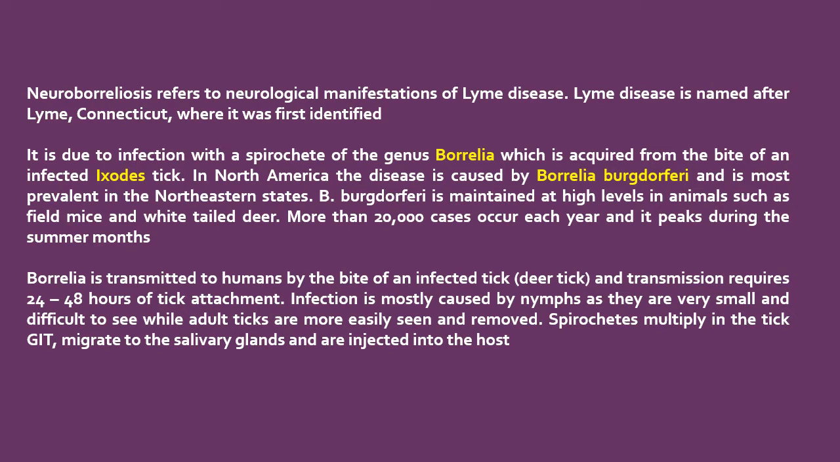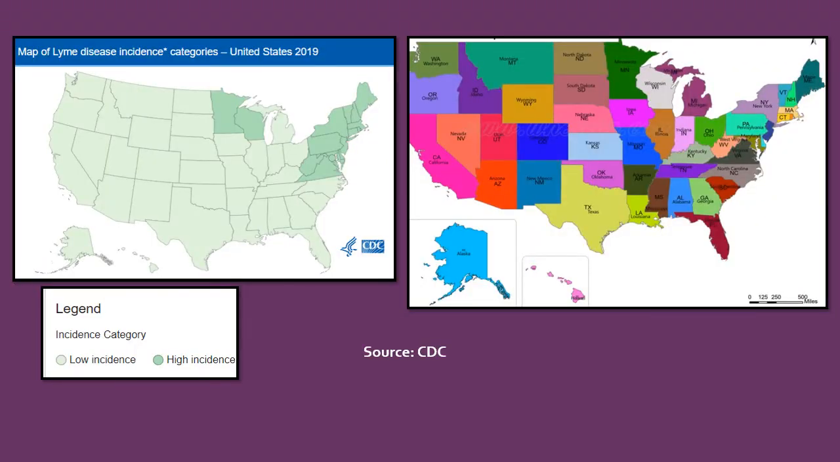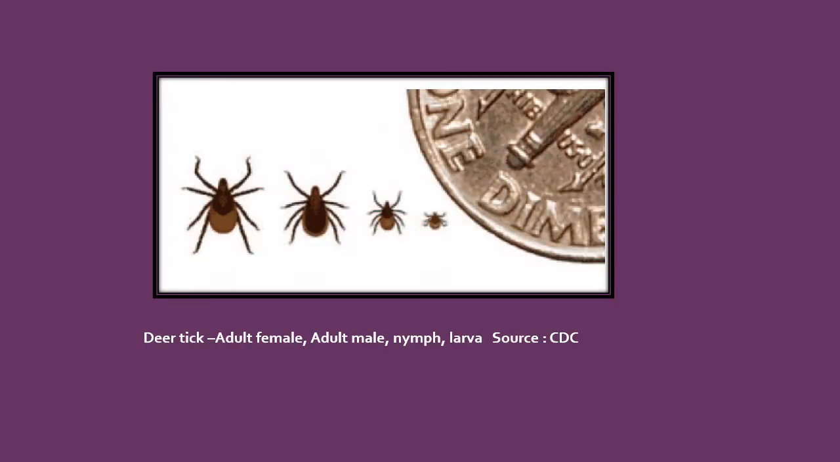This is a slide showing the areas of high incidence in the US, many of the eastern states, and in the north, Minnesota and Wisconsin. This slide shows the small size of the nymph, which is why it is difficult to detect and remove.